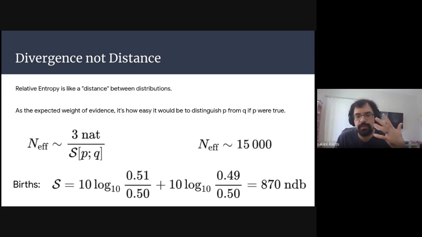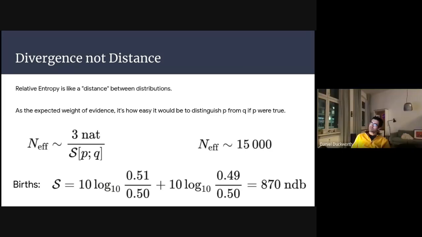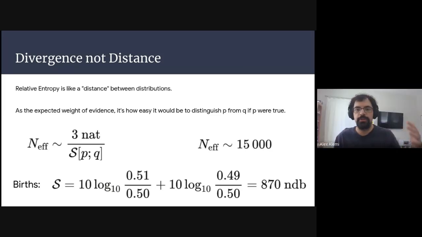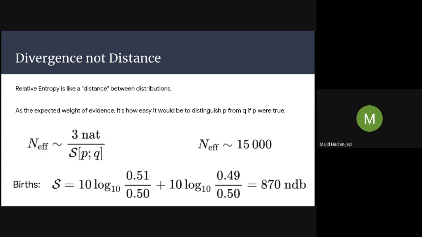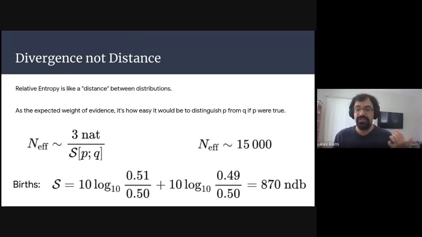It's asymmetric. It's not particularly asymmetric. You could do it yourself. But what I'm asking here is, let's say the world is 51/49. How many births would I need to observe in a 51/49 world before I could accumulate 3 nats or 13 decibans of evidence in favor of a 51/49 world versus a 50-50 world? I can answer that, and the answer is 15,000 births.